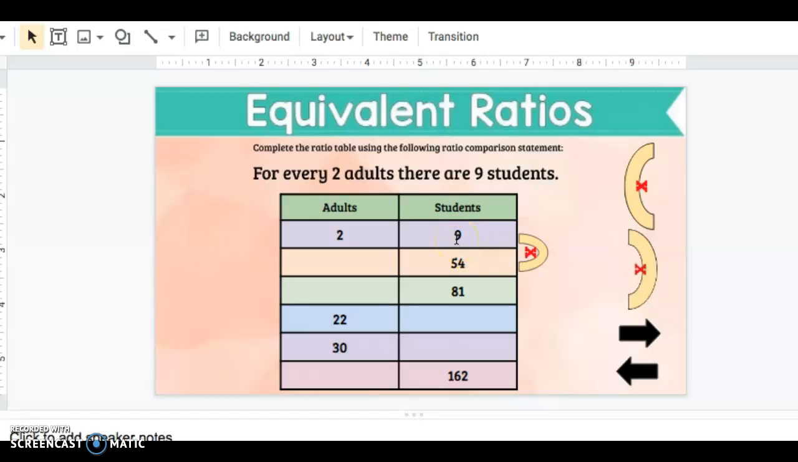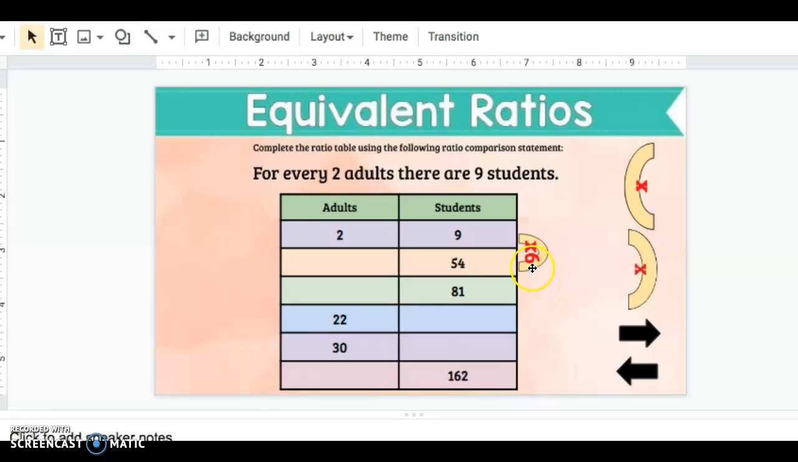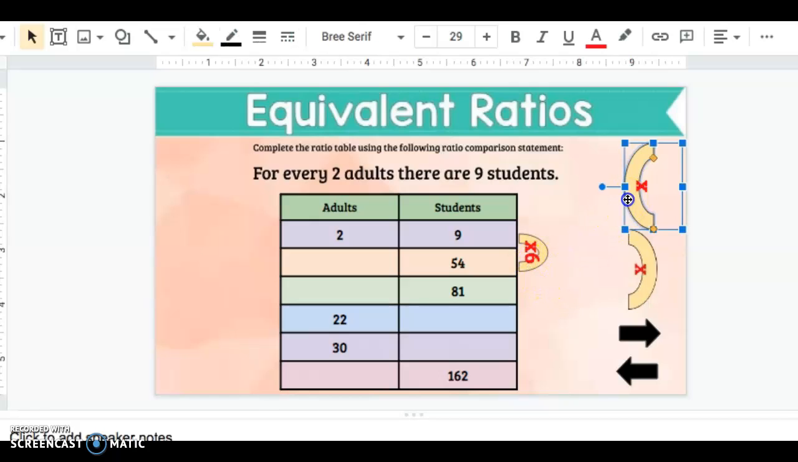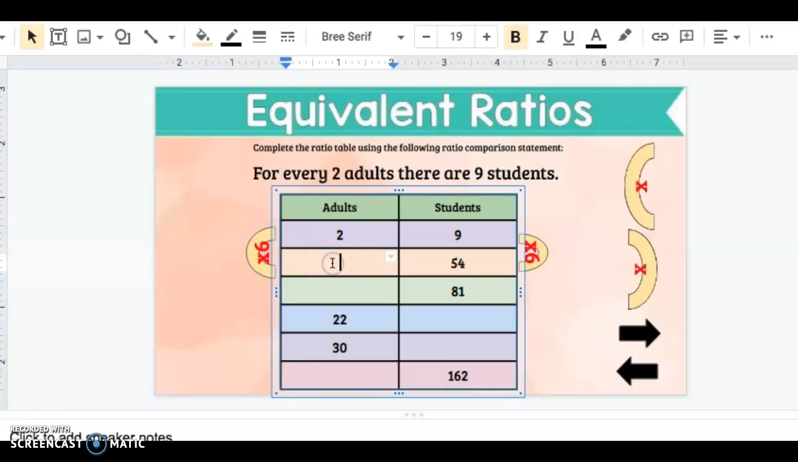So I can ask myself, 9 times what is going to give me 54? Well, 9 times 6 is going to get me 54. So I'm timesing this by 6. Now you need to know that whatever you do to one side, you have to do to the other side. It's the same rule. Whatever you do to one part of the ratio, you have to do it to the other part of the ratio. So I would have to do times 6. So 2 times 6 is 12.